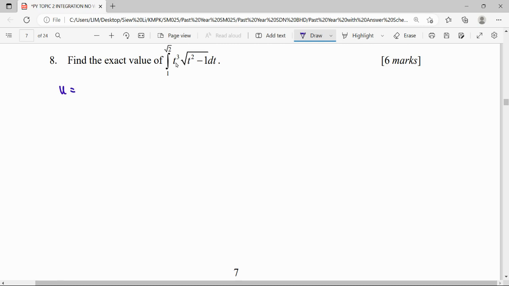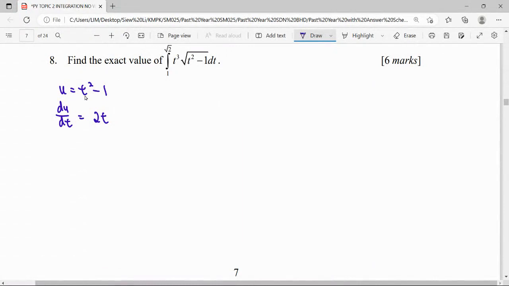So let us substitute u as our function, which is t squared minus 1. When we differentiate u with respect to t, because it is in terms of t, we get 2t. And then what do we need here is t cubed and dt. So we have to figure out what to substitute for this t cubed dt.